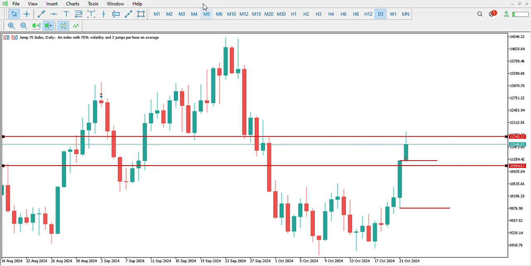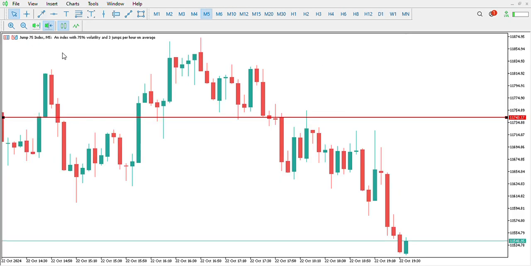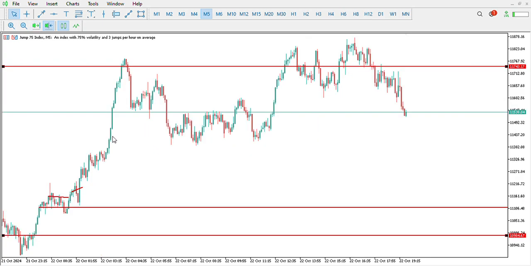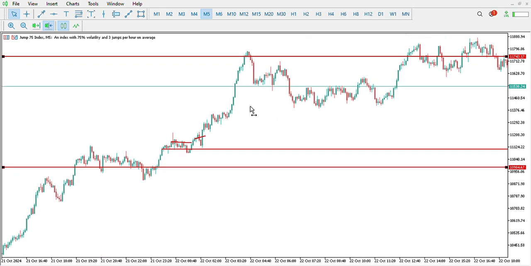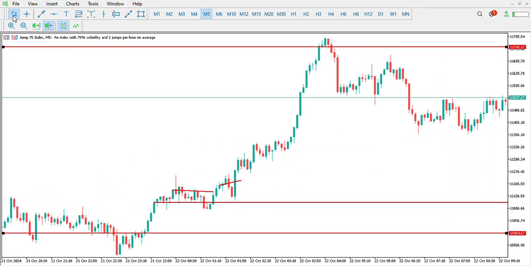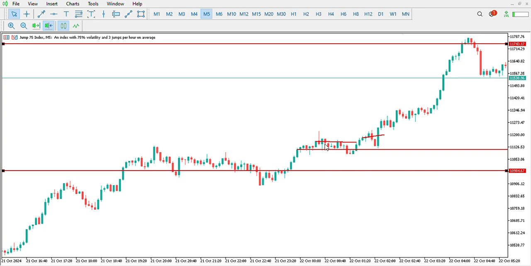So if you come to the 5 minutes time frame, where are you entering this market from? You're entering this market after consecutive breaks of structure. There is a break of structure here. There is a break of structure here. And again there is a break of structure here. So you can enter this market and take a stop loss below this point. You are done. That is for today's Jump 75.